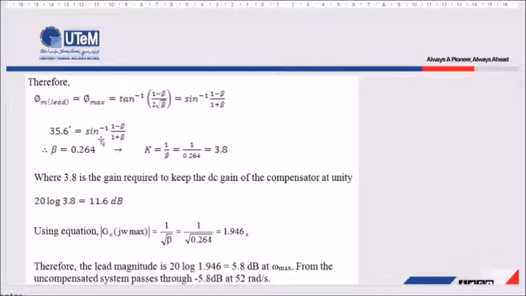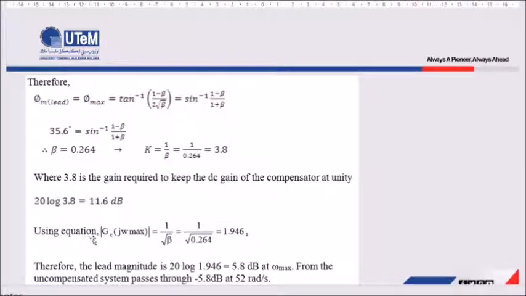We just put these results, beta equal to 0.264, after we calculate using this formula. So we just put it here, and then k is equal to 3.8, where k equal to 3.8 is the gain required to keep the DC gain for the compensator at unity, where in dB this value becomes 20 log 3.8, which is equal to 11.6 dB.